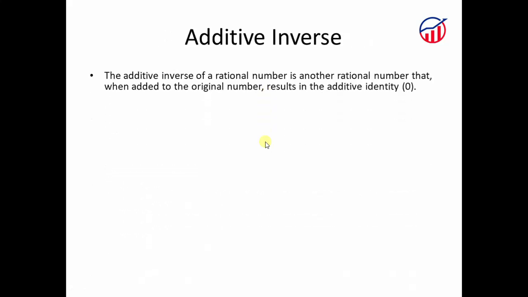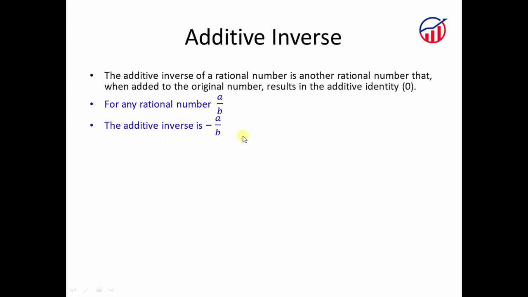So what is the additive inverse? The additive inverse of a rational number is another rational number that when added to the original results in the additive identity 0. What does this mean? Let me show you with a few examples. For any rational number a upon b, the additive inverse is negative a upon b.